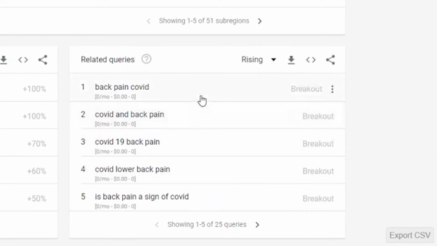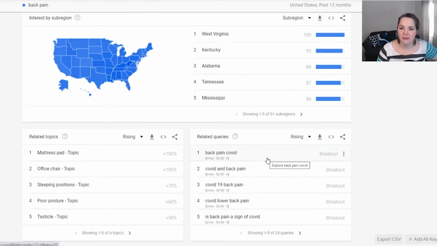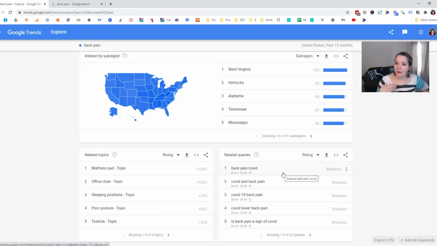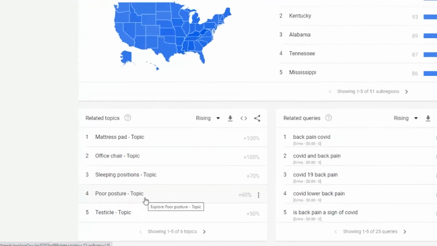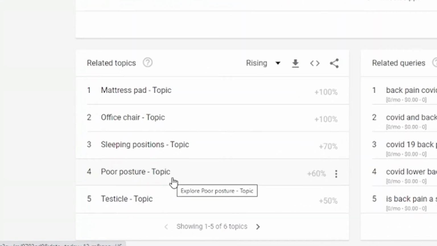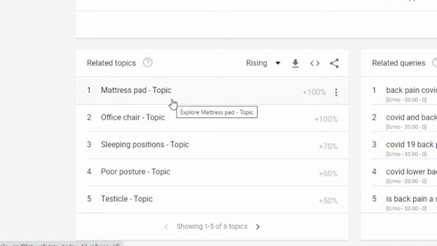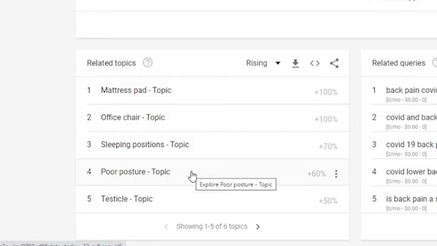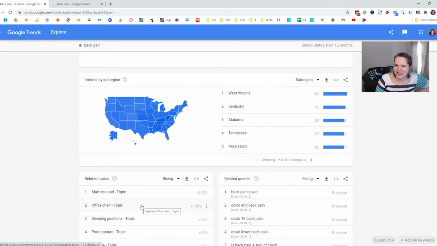All of our queries within the past year are related to COVID, whereas our queries from before were more about general back pain or specific locations within your back. You'll also see the related topics have changed. So instead of these kind of medical related topics about the ICD-10 and comorbidities, we're actually seeing people looking for solutions to their back pain. They're looking for mattress pads and office chairs and how to sleep, and testicle pain just shows up there sometimes.